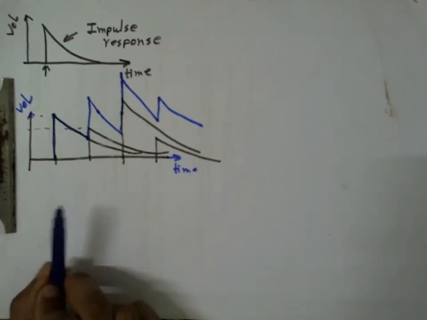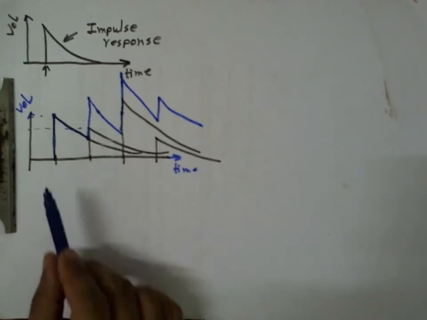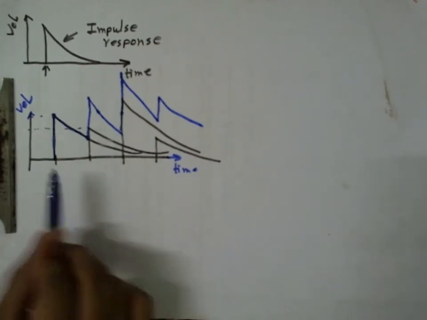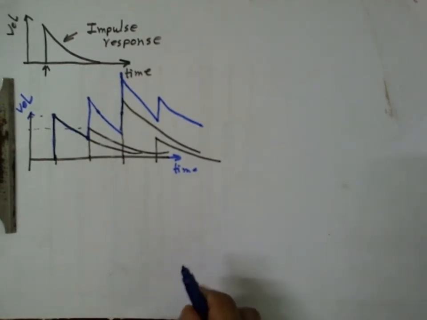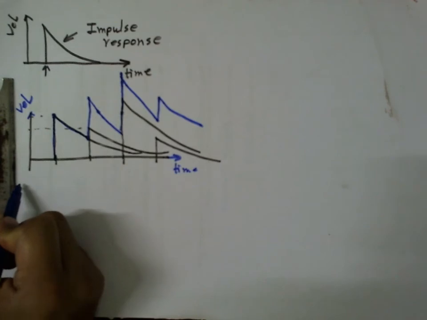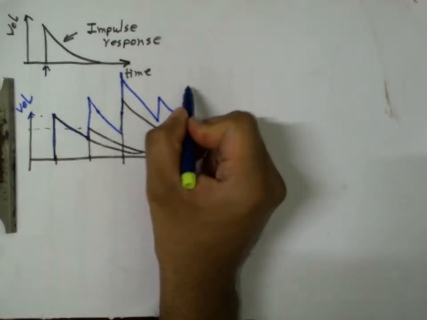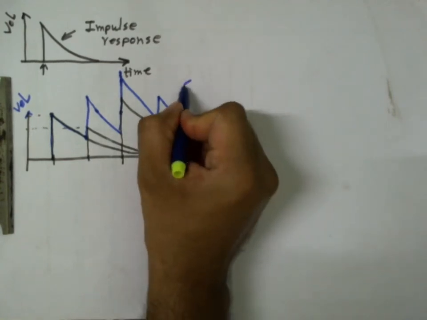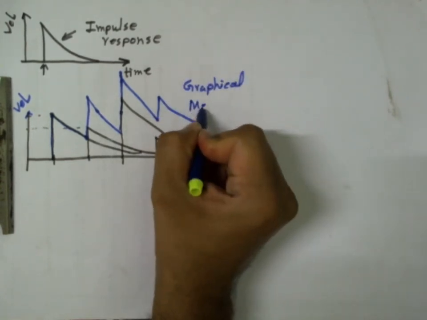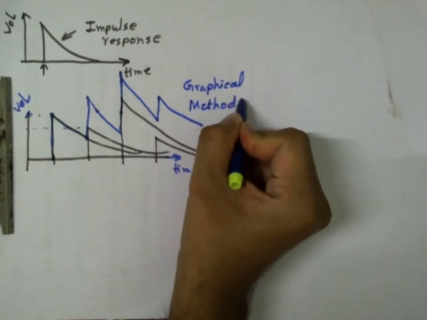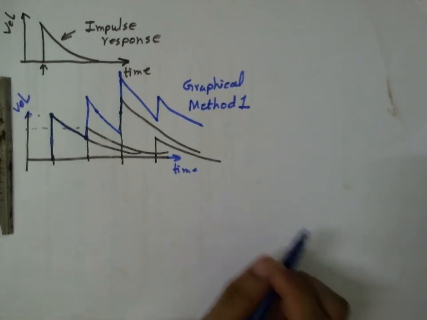Today we are going to look at another alternative graphical method for finding the velocity under such situations. So let me call this graphical method 1, and today we are going to discuss graphical method 2.